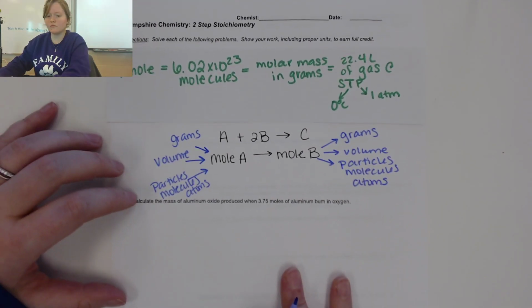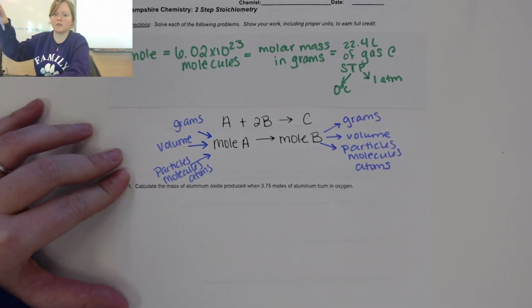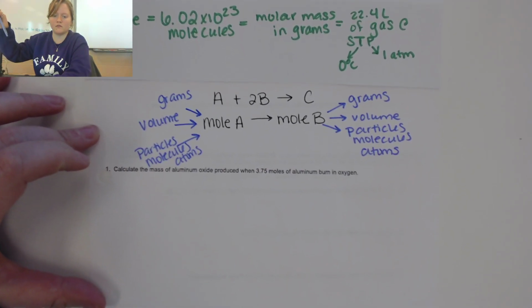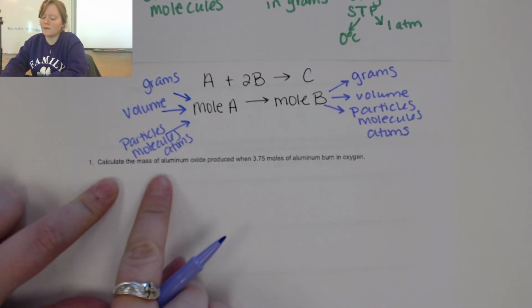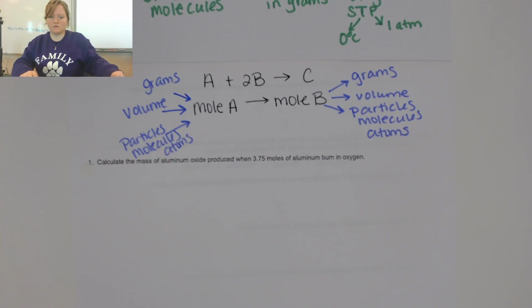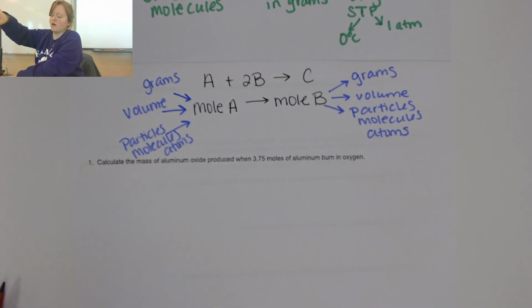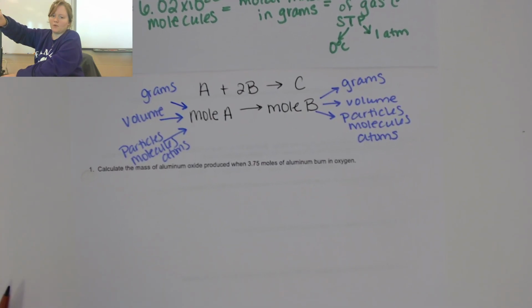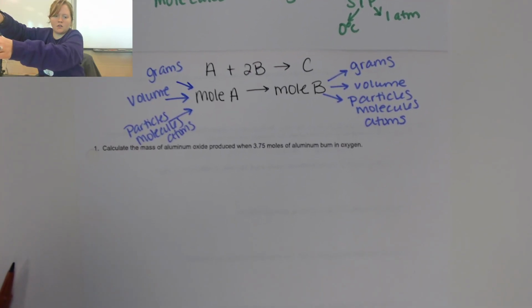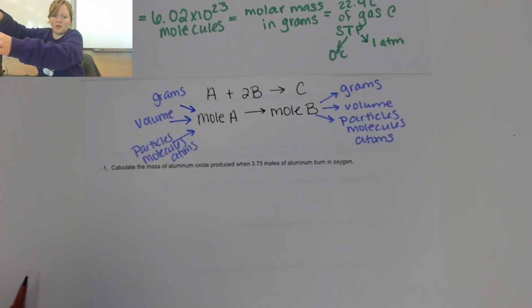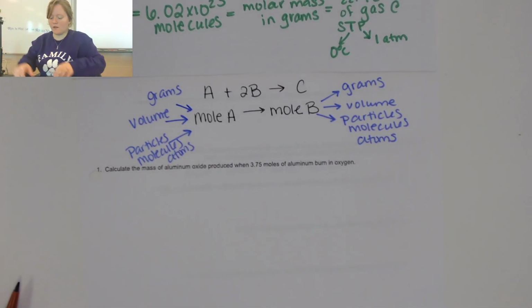If we look at our practice problem here, let me zoom in a little bit. We need to calculate the mass of aluminum oxide that is produced when 3.75 moles of aluminum are burned in oxygen. Sorry for the shakiness. We're looking a little blurry here, so I just want to clear up our picture. There we go. Hopefully that's better for those of you watching at home.